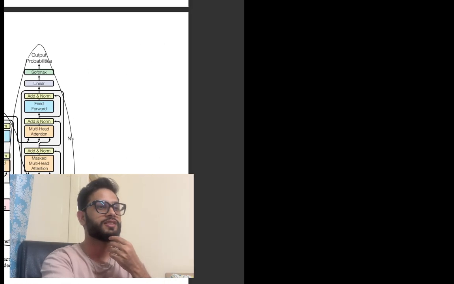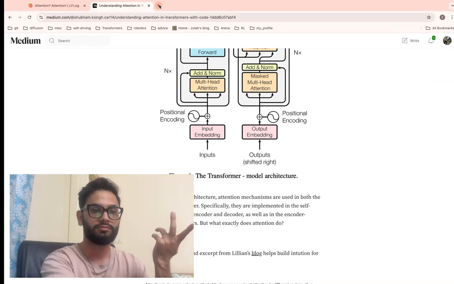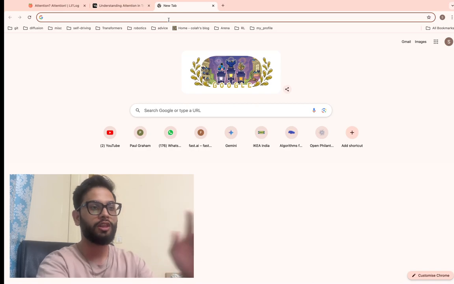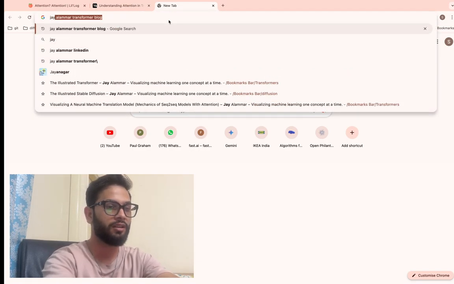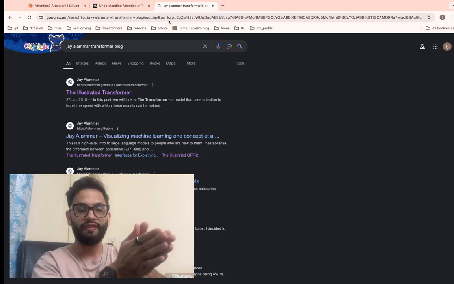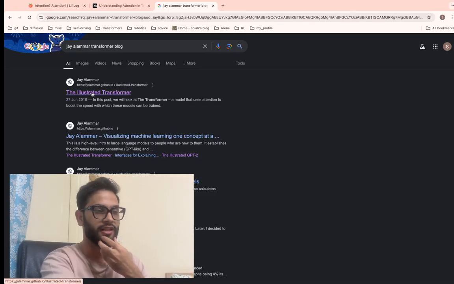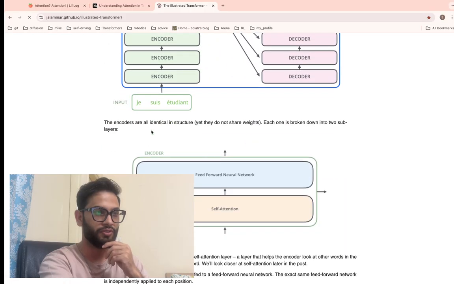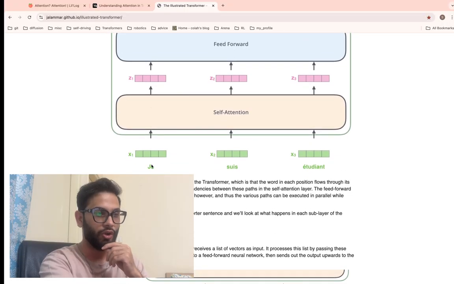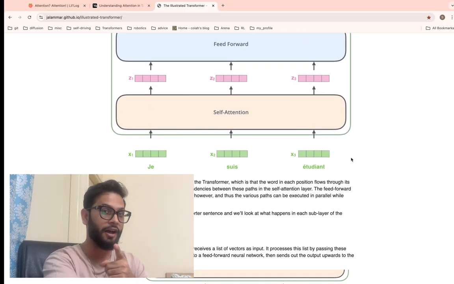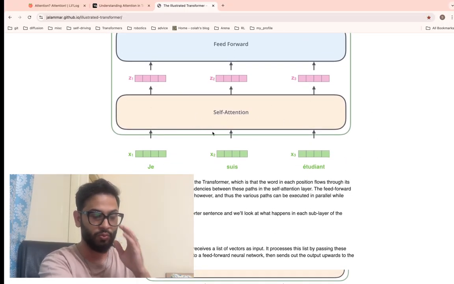Let's say the sentence is, I like transformers. All the words will be fed into the transformer parallelly, just like this awesome blog tells us. If you see here, all the words are going in parallelly, unlike RNN. So this parallelism is what makes transformers awesome, right?